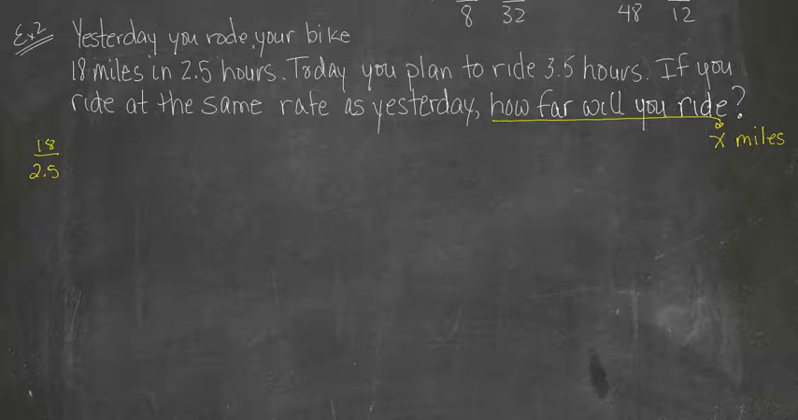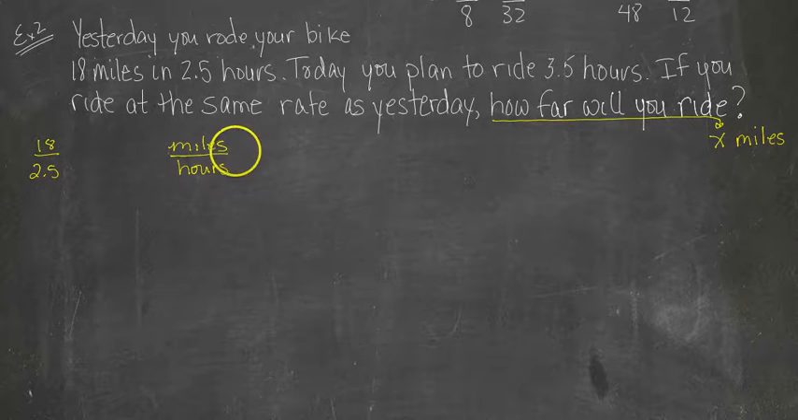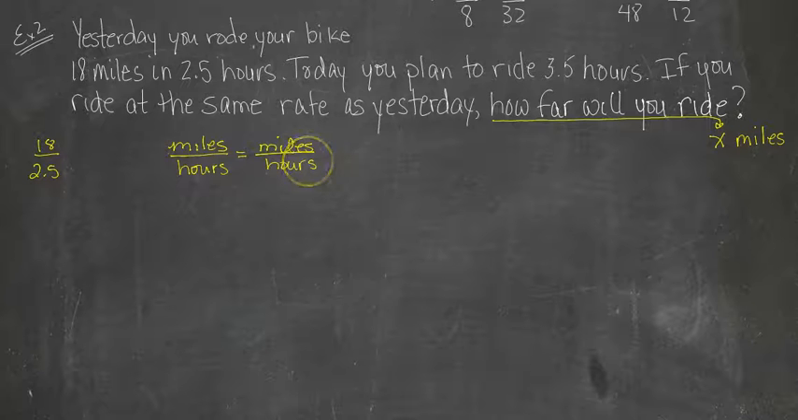Okay, so we're going to say the miles per hours in one situation has to be equal to the miles per hour in the other situation. So one day you had miles per hour, and then the next day you're going to have miles per hour. So if we set the ratio up where you have two things that are clearly equal to each other, we can start to get at this value.